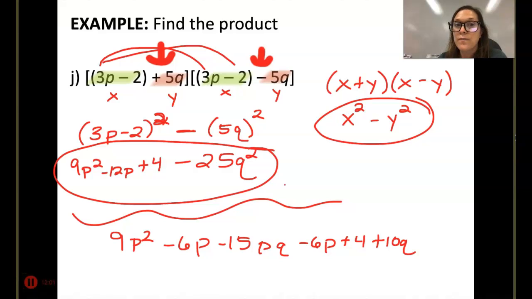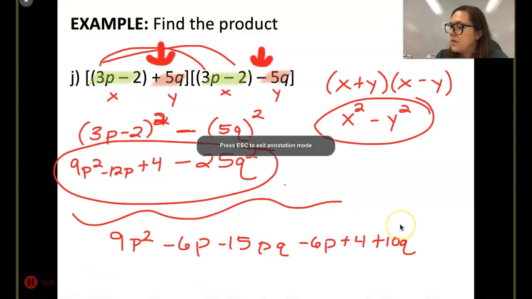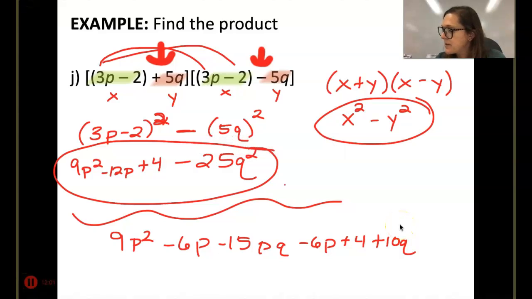Then take your 5q. Newton, please come to the main office. Hold on. Newton, please come to the main office. Okay, so we could potentially keep going. Sorry, I got an announcement that distracted me.